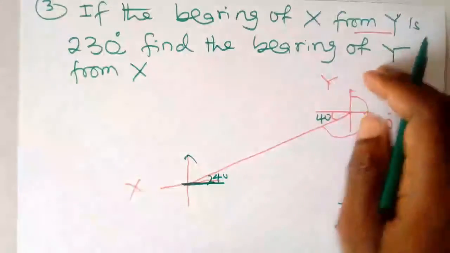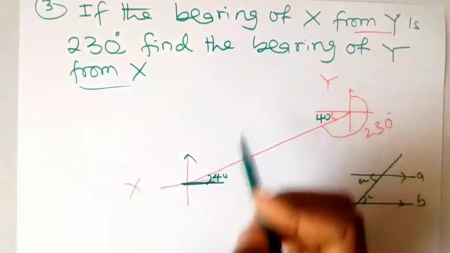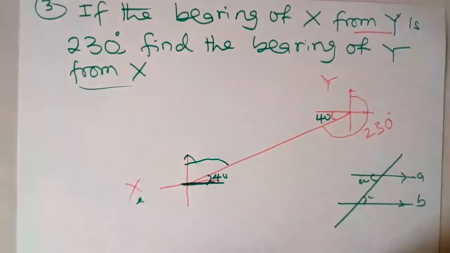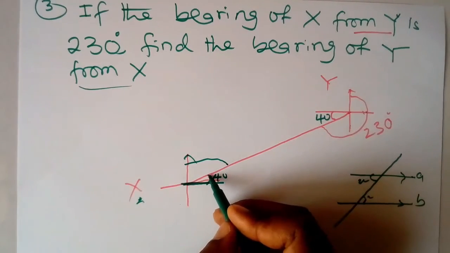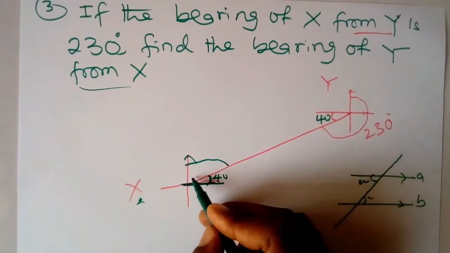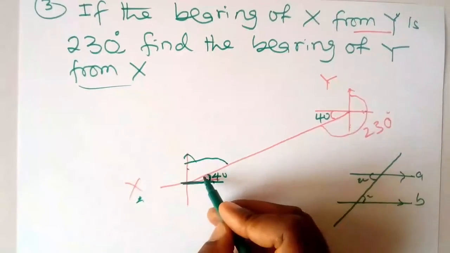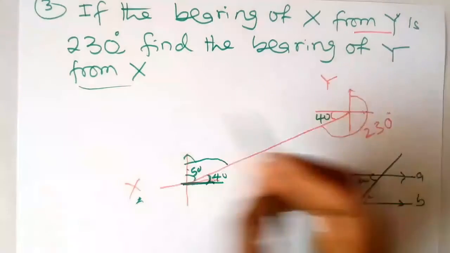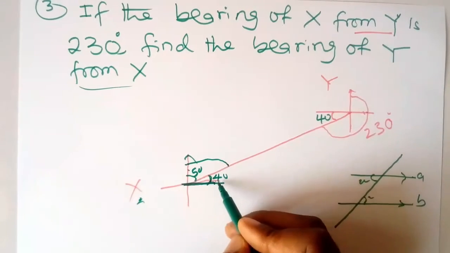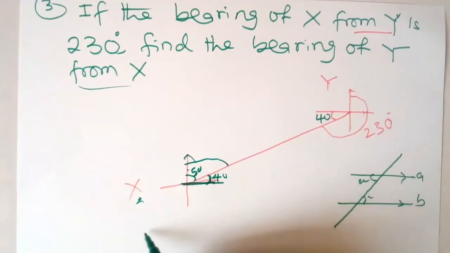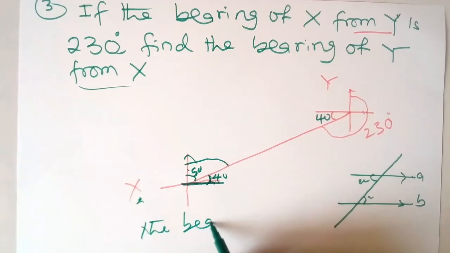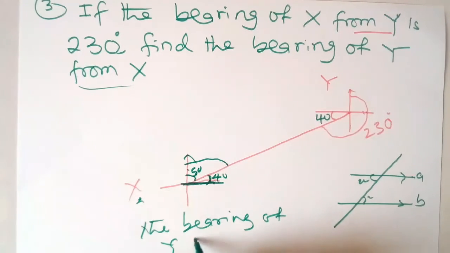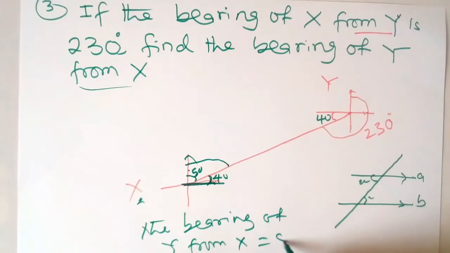Now find the bearing of y from x. This time around from x, so we now go to x, and move from the north of it. No, I have missed a step. If here is 40, it is outside of what we need. Remember, from here to here is 90. So if here is 40, this has to be 50, because 50 plus 40 is 90. So the bearing of y from x is just from here to here. Remember, this 40 is not part of it, it is 50. The bearing of y from x equals 50 degrees.